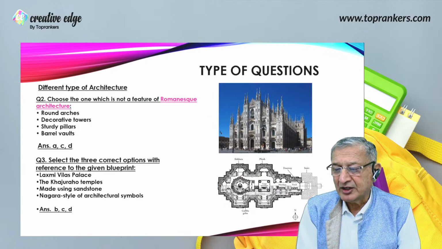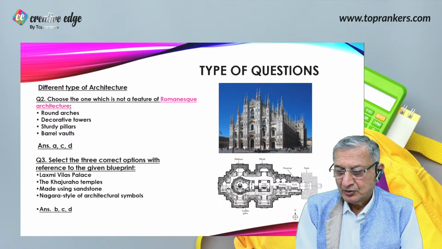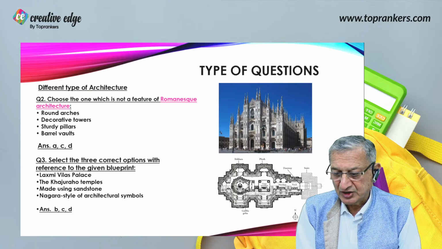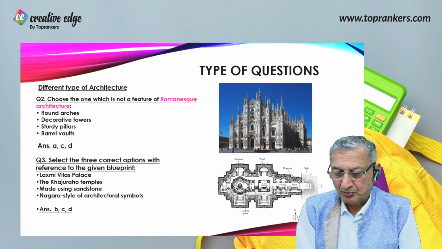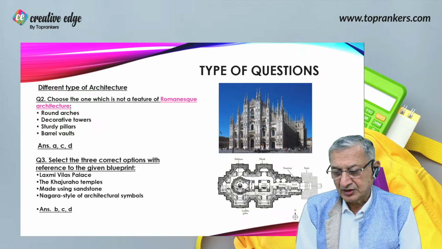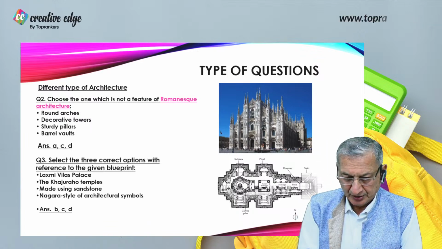Different types of architecture. Question 2, choose the one which is not a feature of Romanesque architecture. Round arches, decorative towers, sturdy pillars, barrel vaults. A, C, and D. Decorative towers is not the choice for the type of picture shown here.